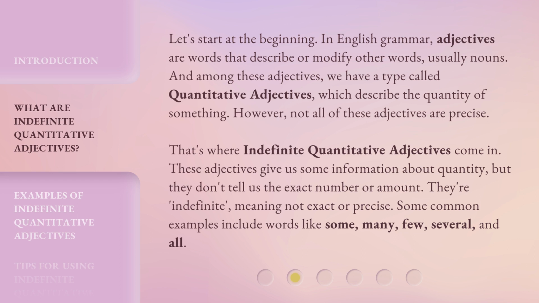In English grammar, adjectives are words that describe or modify other words, usually nouns. And among these adjectives, we have a type called quantitative adjectives, which describe the quantity of something. However, not all of these adjectives are precise. That's where indefinite quantitative adjectives come in. These adjectives give us some information about quantity, but they don't tell us the exact number or amount. They're indefinite, meaning not exact or precise. Some common examples include words like some, many, few, several, and all.